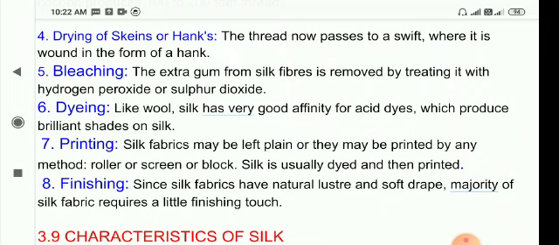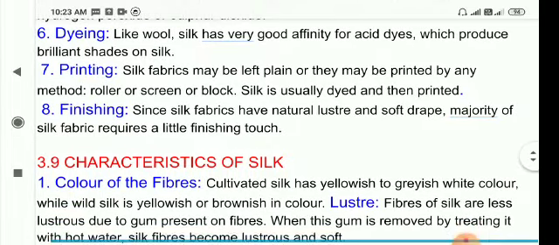After this, bleaching is there. The extra gums from the silk fiber are removed by treating it with hydrogen peroxide or sulfur dioxide. After this, dyeing is there. Dyeing means coloring it. Like wool, silk has very good affinity for acid dyes, which produce brilliant shades on silk.